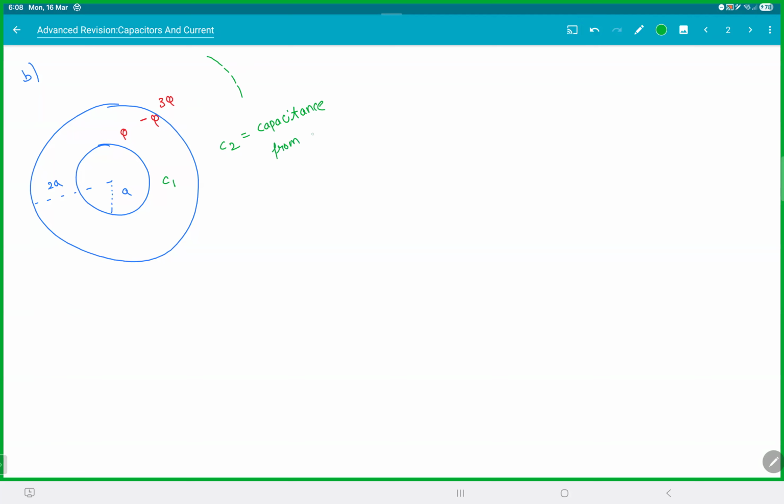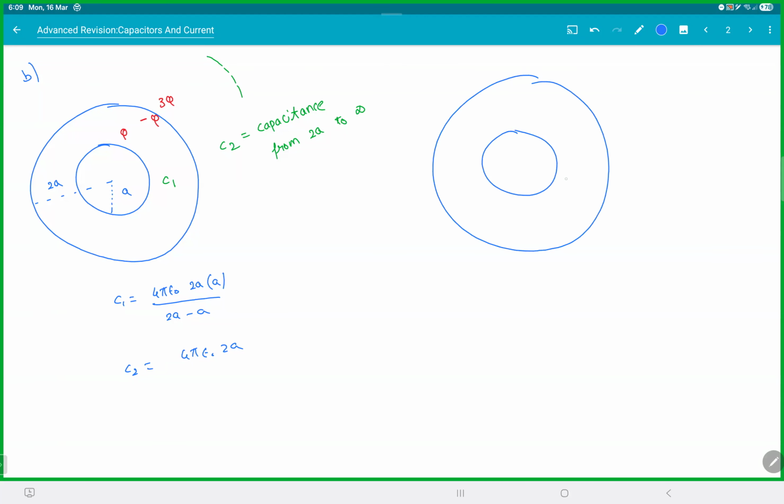From 2A to infinity. And I hope you remember the capacitance formula for a spherical capacitor: 4 pi epsilon R1 R2 over R2 minus R1. So that's 2A by 2A minus A. For a single shell capacitor, it is simply 4 pi epsilon radius. So luckily, I think you'll get the same thing. Both are equal.